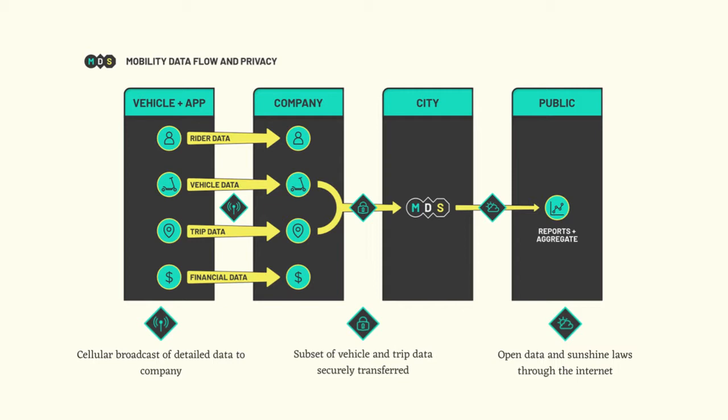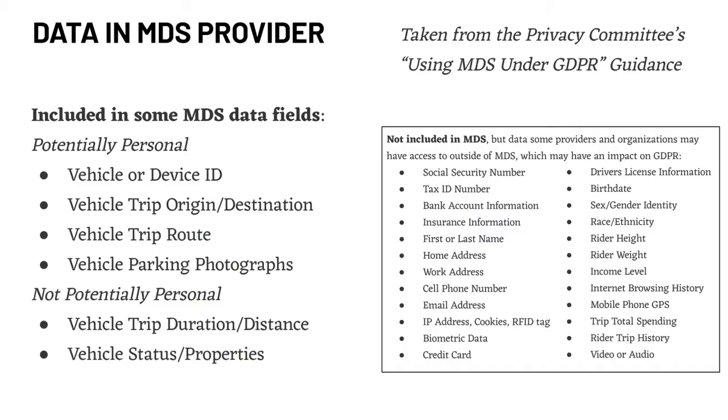You could think of the data flow of this information through a privacy lens. So on the left, you've got the actual company vehicles and apps that have a lot of information, as needed to run the operations, about the rider, about the vehicle, trip data, and financial data. But all that goes to the company, and then MDS is a piece of that the city gets. That's a subset of the vehicle and trip data. And then there's a way to make some of that public through our metrics, reports, and aggregate data that some cities have chosen to publish, and we have a way to do some of that as well.